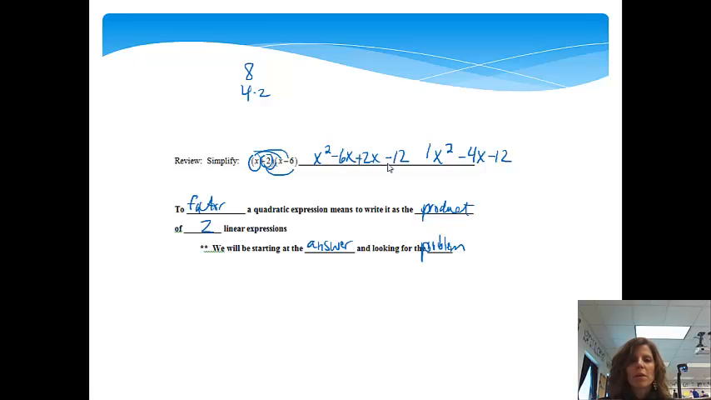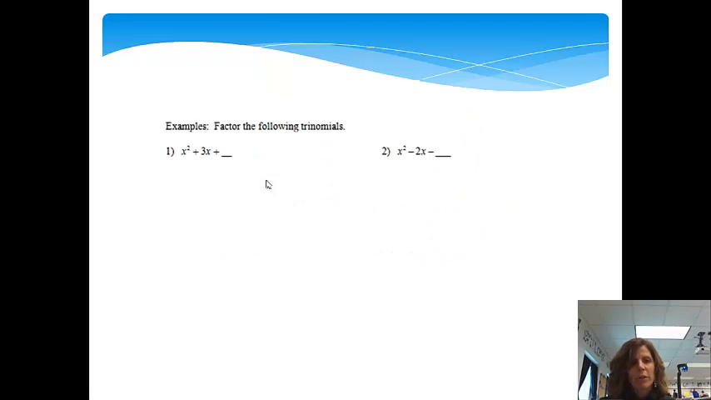So in this one up here, we would actually start with this. It would say to factor this expression, and x plus 2 times x minus 6 would be my answer. So we're going backwards. All right, let's just go ahead and jump in on some examples.